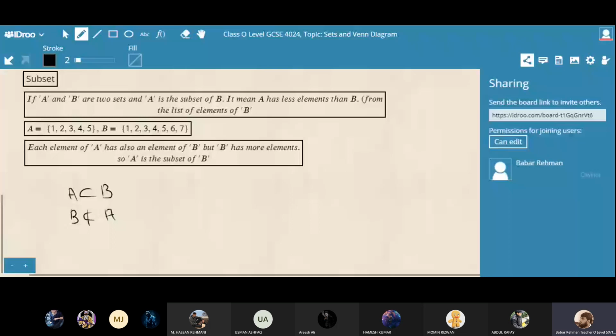Yes, sir. Now, how can we draw the diagram of this? How can we draw the Venn diagram? Can anybody draw the Venn diagram? Hello? How can we draw the Venn?